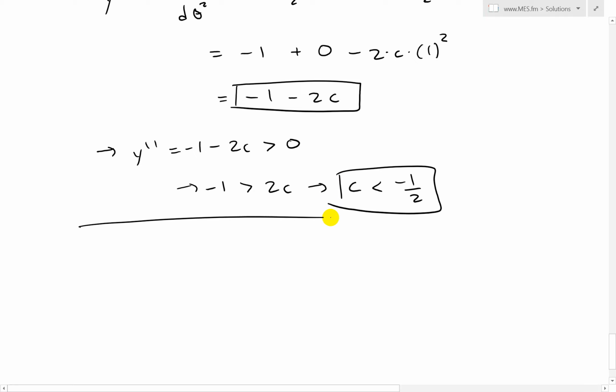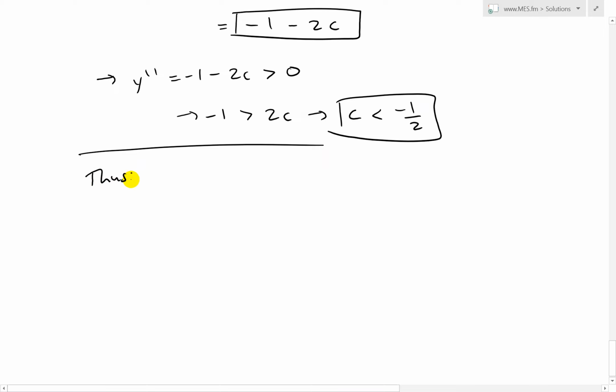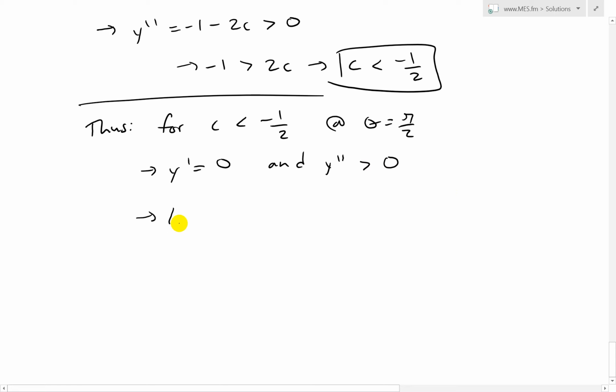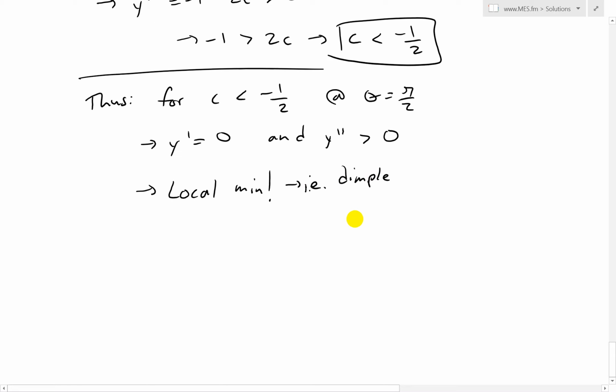And we could sum that up. Thus, for c less than negative 1 over 2, at theta equals pi over 2, we have y prime equals 0 and y double prime is greater than 0. So that means we have a local minimum. So write local min. Again, same exact strategy as above, i.e., it's a dimple, like that.